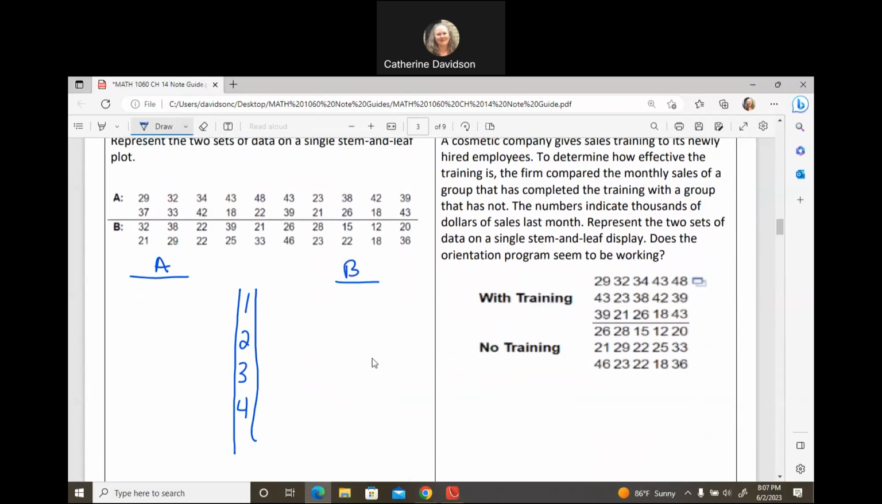For data set A, let's pick all the ones where there's a 1 in the tens place. So it's just 18, 18. We have 18 twice. Then let's find the 20s. The stem is the 2, and the leaf is the second digit in the ones place. It has to go from smallest to greatest. So we have a 21, 22, 23, 26, and a 29.